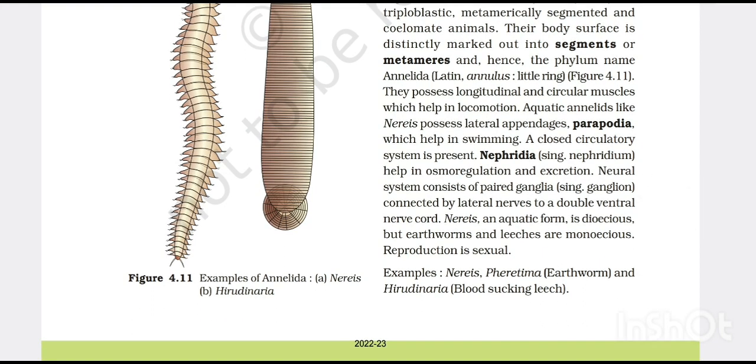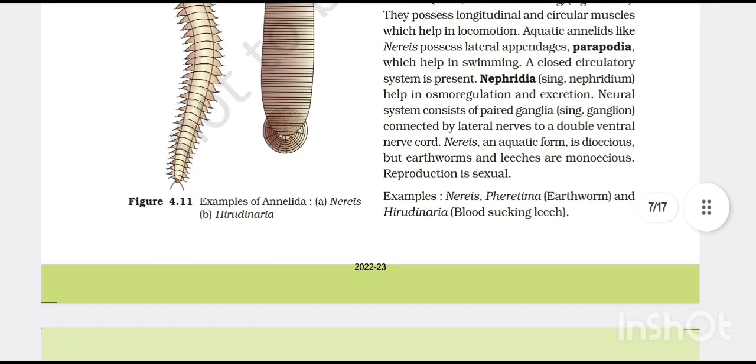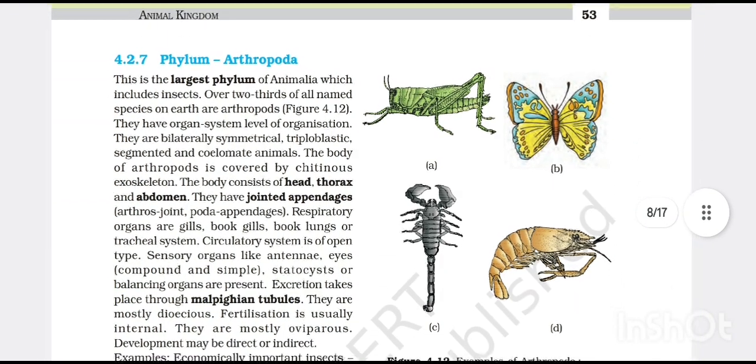A closed circulatory system is present. Then nephridia help in osmoregulation or excretion. The neural system consists of paired ganglia connected by lateral nerves to a double ventral nerve cord. Nereis, an aquatic form, is dioecious, but earthworm and leeches are monoecious. Reproduction is mostly sexual. So the examples are Nereis, Pheretima, which is the earthworm, then Hirudinaria, blood-sucking leech.